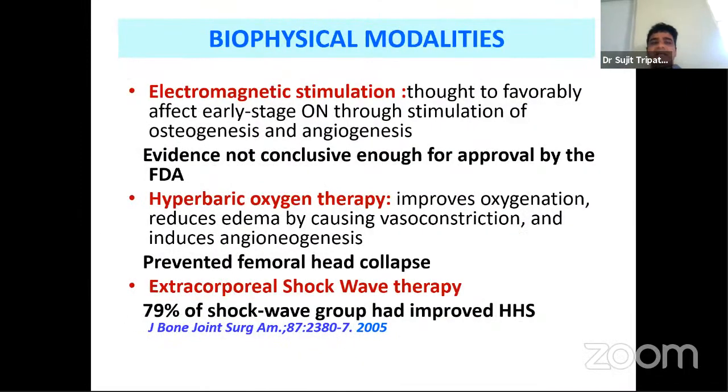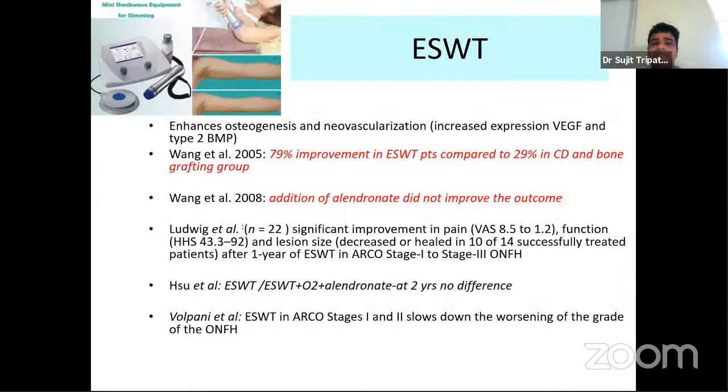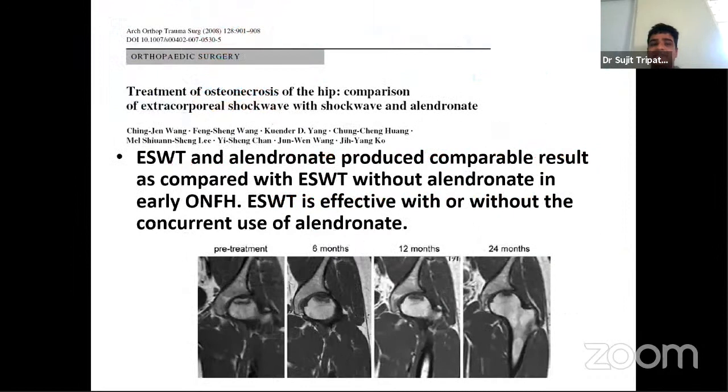and there is limited evidence in support of this. These are all the biophysical modalities available, like electromagnetic stimulation and extracorporeal shock wave therapy. Wang et al., who first promoted the use of extracorporeal shock wave therapy, noted a 79% improvement compared to 29% in the core decompression bone grafting group. That means it is doing better even than core decompression bone grafting. The mechanism of action we have already discussed earlier: it promotes osteogenesis and neovascularization. He mentioned that isolated extracorporeal shock wave therapy is probably equally efficacious, and there is no added advantage when we combine it with cocktail therapy, like adding hyperbaric oxygen or alendronate.